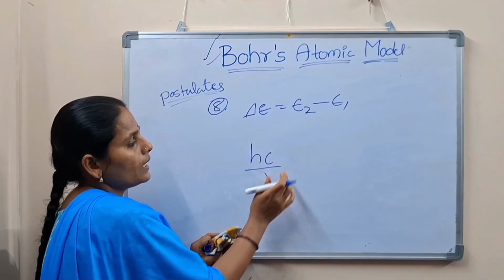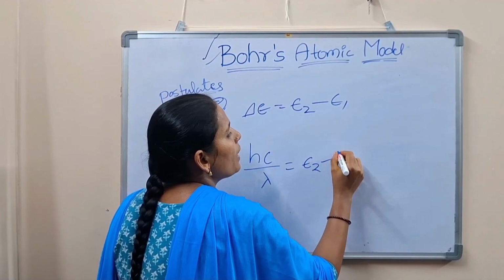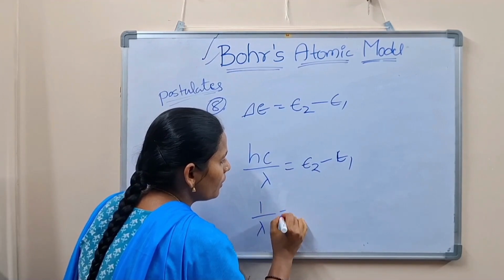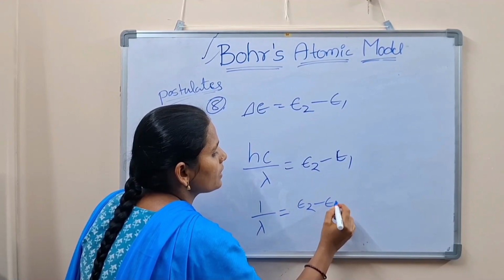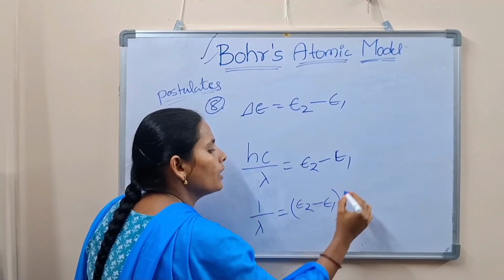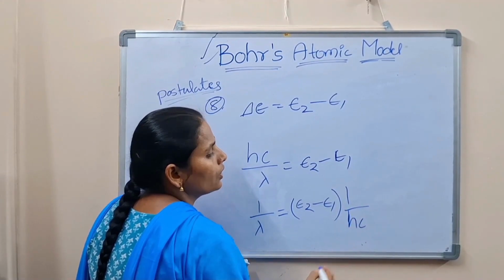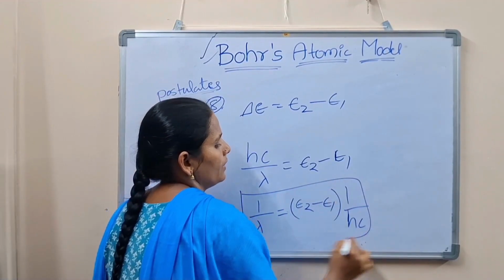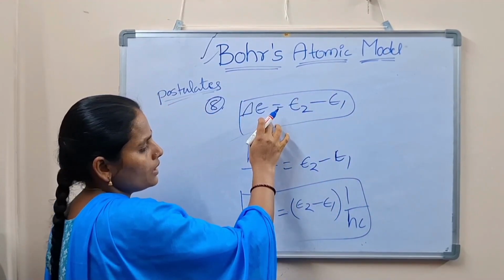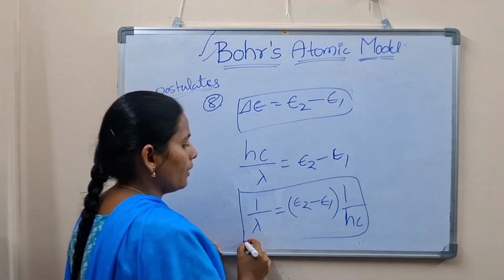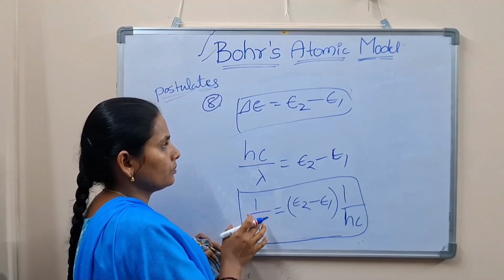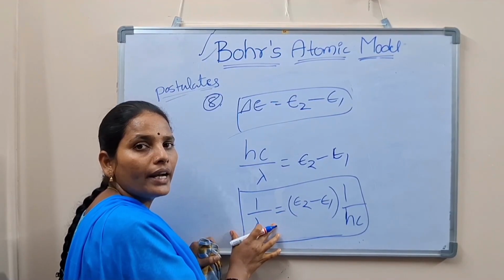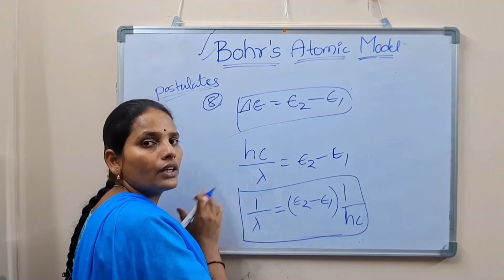Delta E equal to hc by lambda, that equal to E2 minus E1. 1 by lambda equal to E2 minus E1 into 1 by hc. From this we are extracting this one. By using this formula, we are finding the wavelength of the electron.